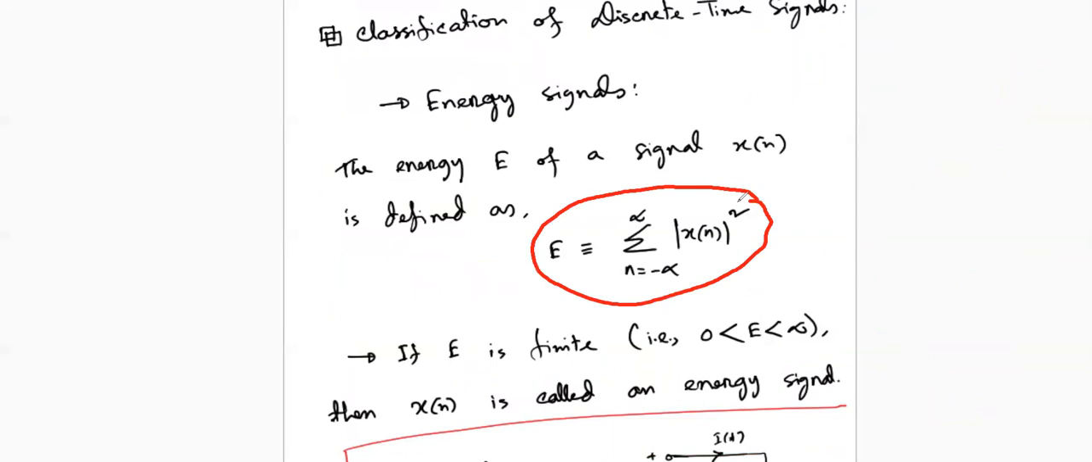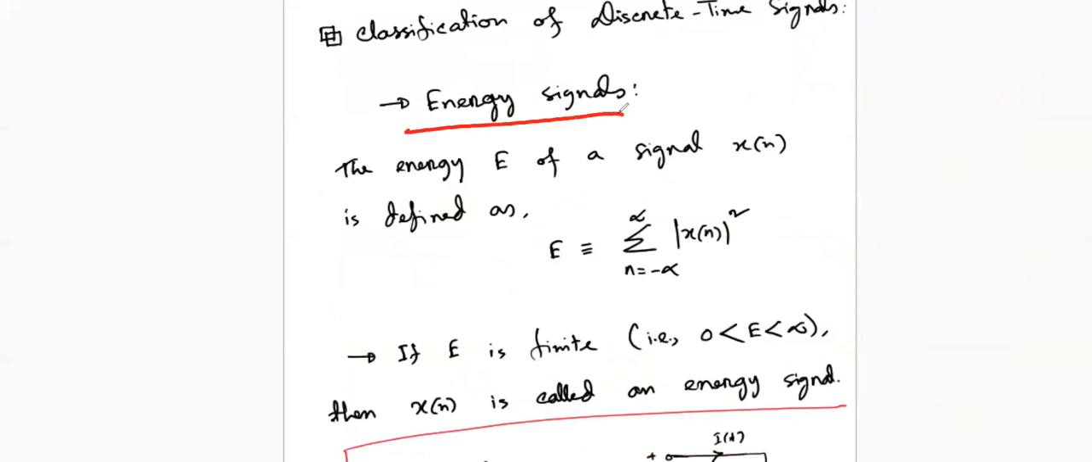We can correlate with our classical representation of the energy signal. So for a signal to be an energy signal, if E is finite, finite means not infinite, then x(n) is called the energy signal.